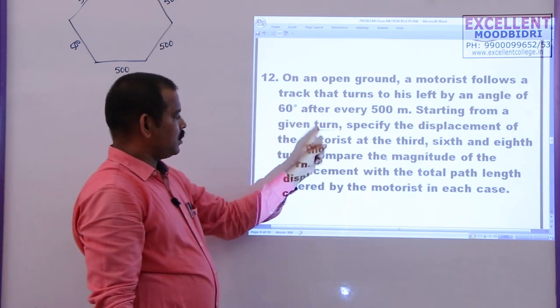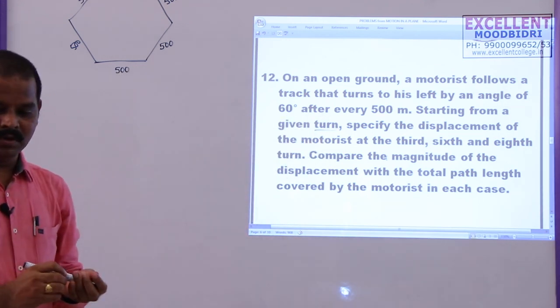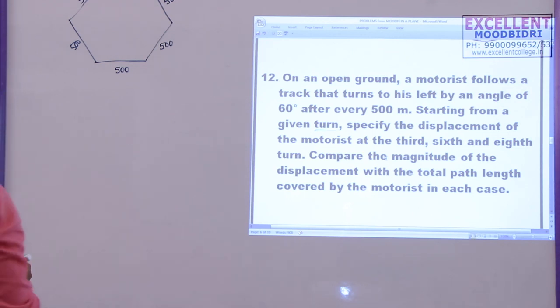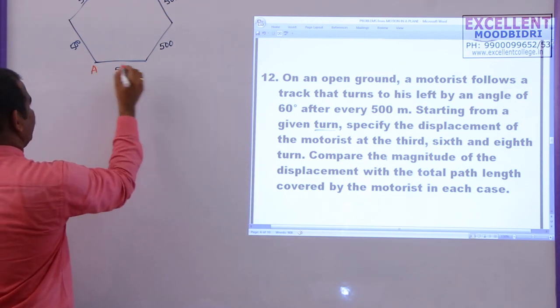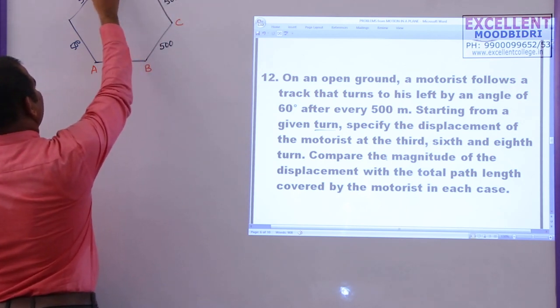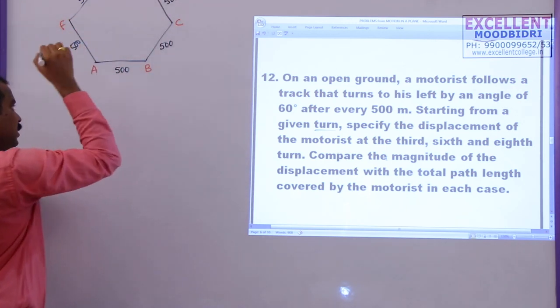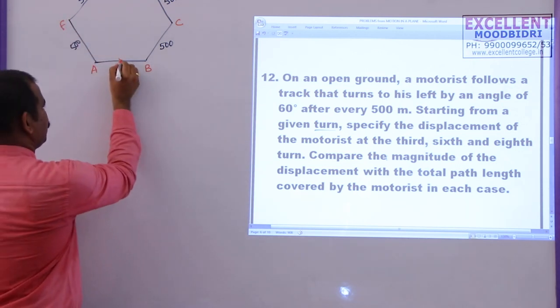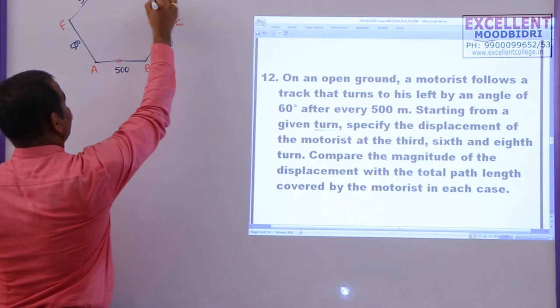So starting from a given turn, let me take one of the turns here. Let me give the names A, B, C, D, E, F. Once again he will reach A, B, and continue like this. So this is the direction of motion of this motorist in an open ground.